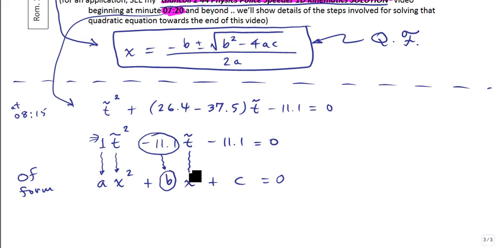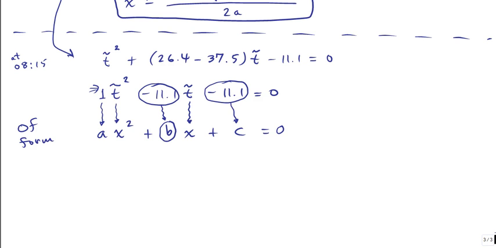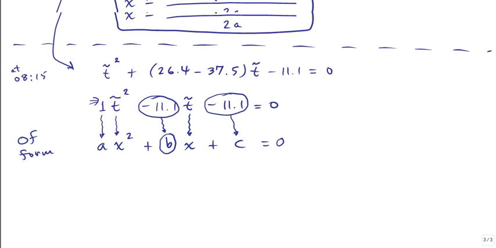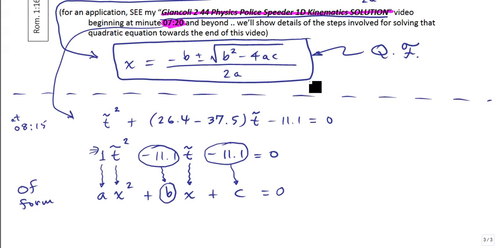Of course, the t tilde we just said is the x, and this constant term out here is the minus 11.1. So in this particular problem, both b and c are equal to each other. So let's go ahead and apply this formula that I have in the box here, which is the quadratic formula. Let's show the details of applying that here.